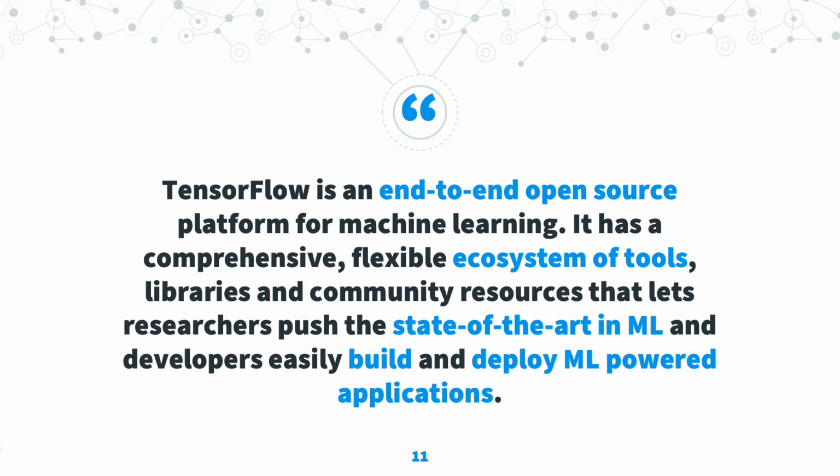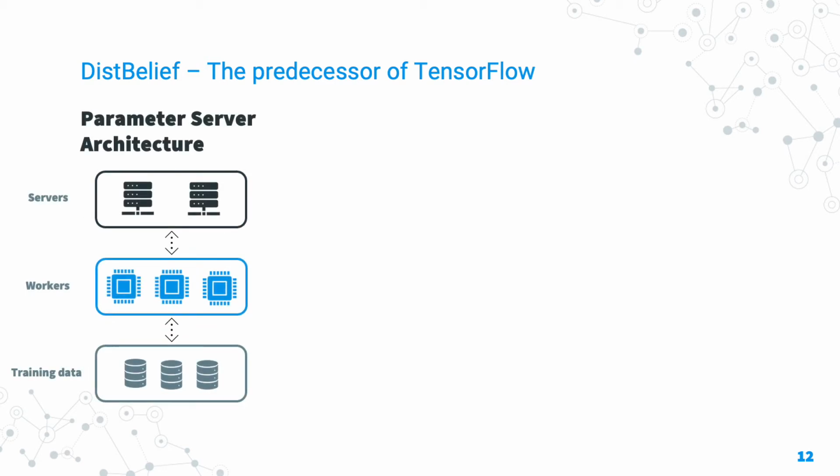But in order to understand it, we need to start from the beginning. We need to understand how it was built and what its predecessor was. Its predecessor, again developed by Google, was DistBelief. And DistBelief built on the parameter server architecture, which basically means that we have training data, we also have workers, which process a subset of the training data, and then we have the servers, which deal with the consensus among the workers and send the workers the newest parameters they can use for the next step.